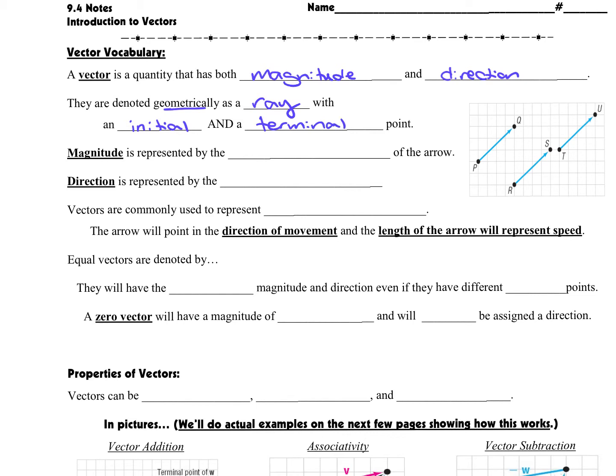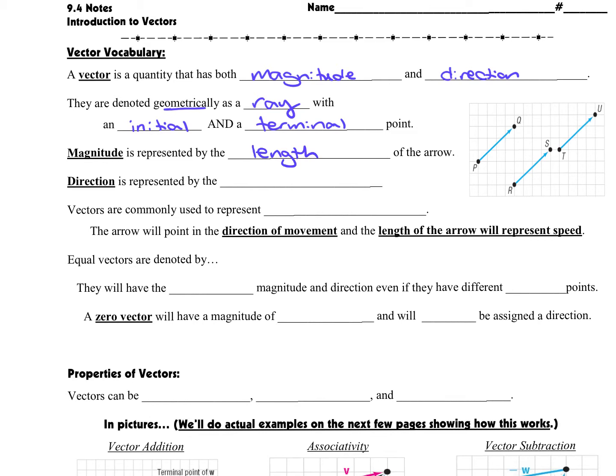So normally a ray goes on forever in a single direction, but our rays are actually going to have a start and a stop, but they're going to look like a ray. So you can see we'll have a terminal point and the arrow tells us the direction, and then it has a stopping point. Okay, the magnitude is actually going to be represented by the length, and that's a pretty important word for us here. It's going to be the length of the arrow, and that length is going to be the same as our good old distance formula. So when you see length, think distance.